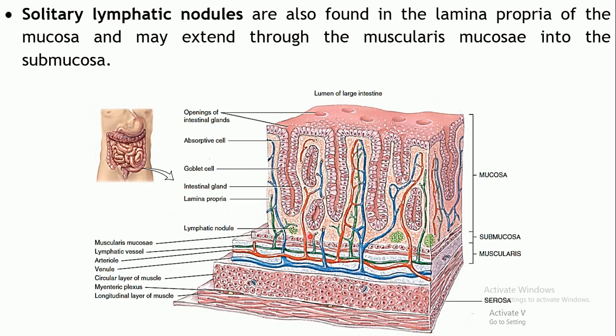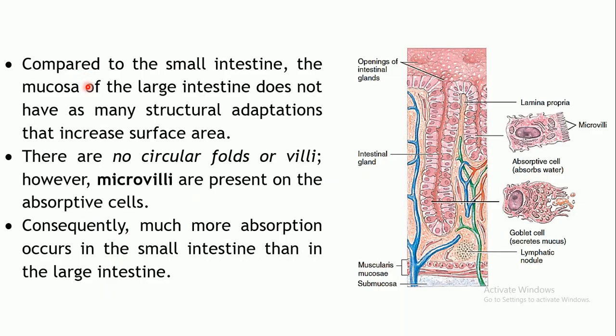Then the lamina propria, as you can see, comprises blood vessels and the branches of the lymphatic capillaries. Plus there are lymphatic tissues also. Solitary lymphatic nodules are present over here. Peyer's patches are absent. Aggregated lymphatic tissues are absent. Only solitary lymphatic nodules are present in the lamina propria, and these may even extend through the muscularis mucosae up to the submucosa also.